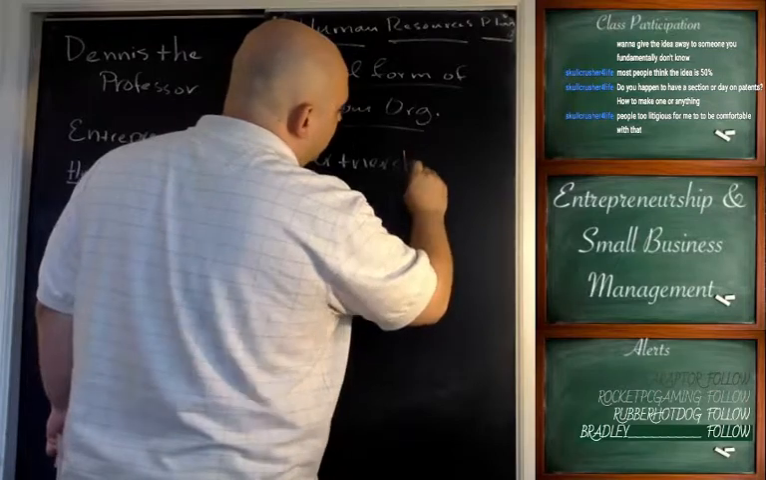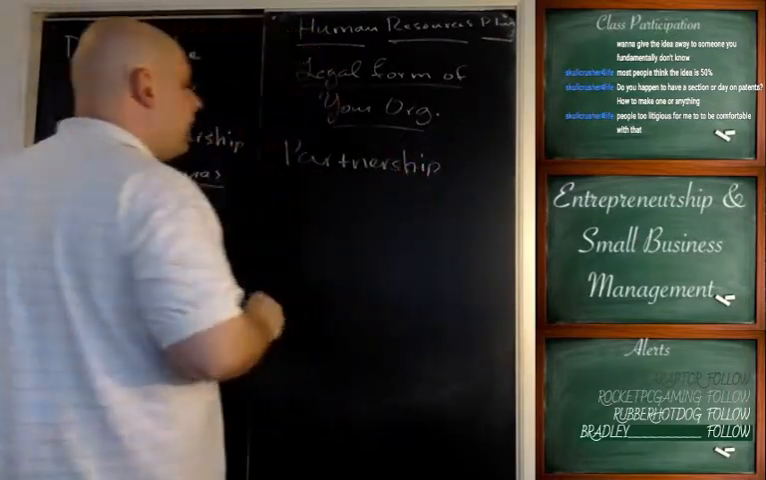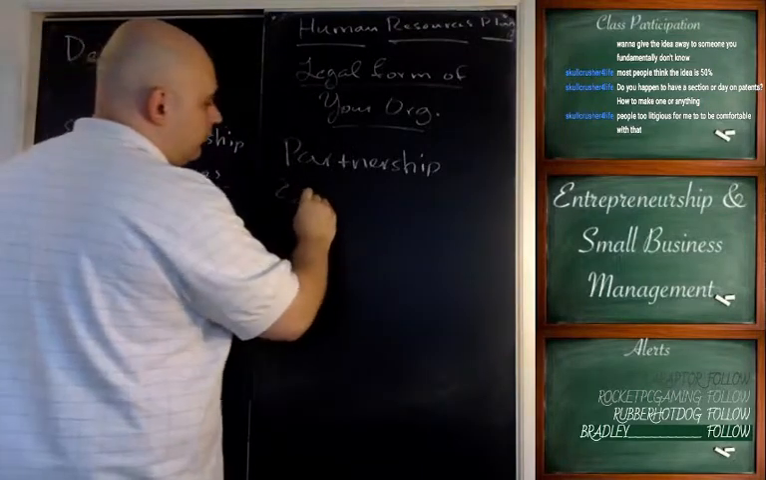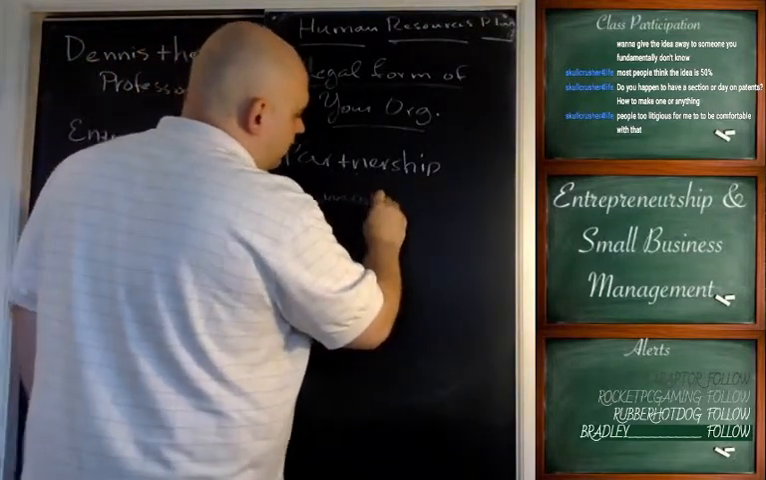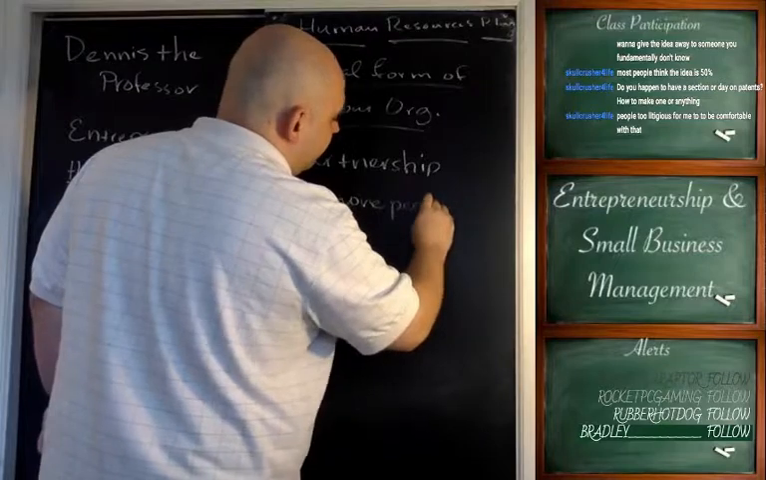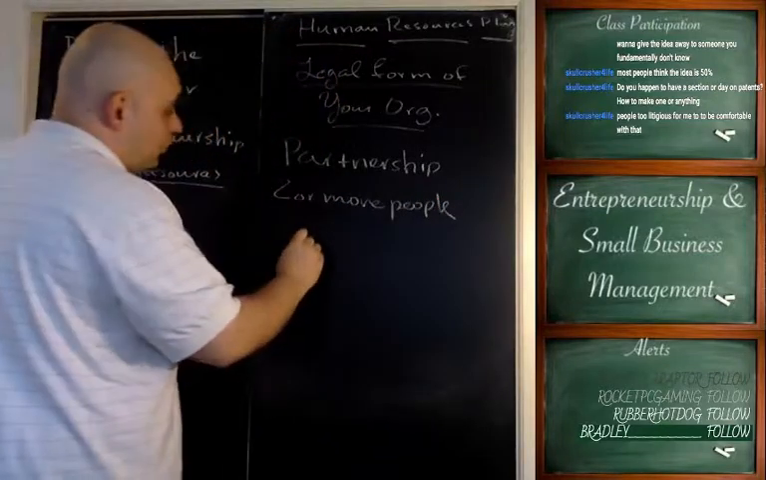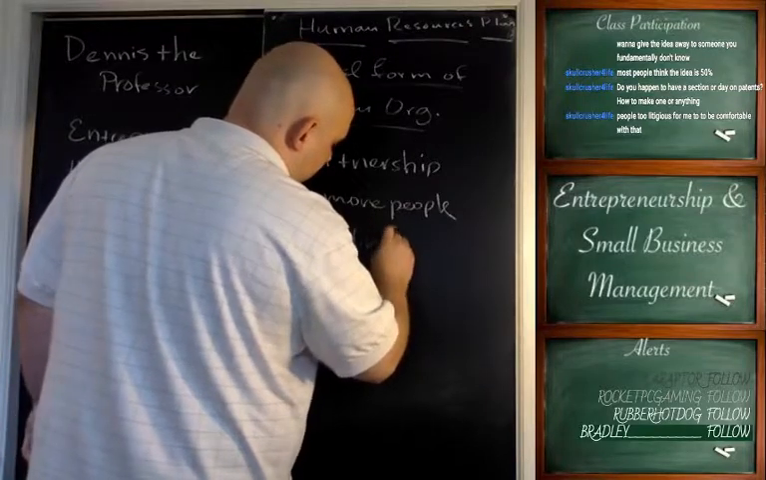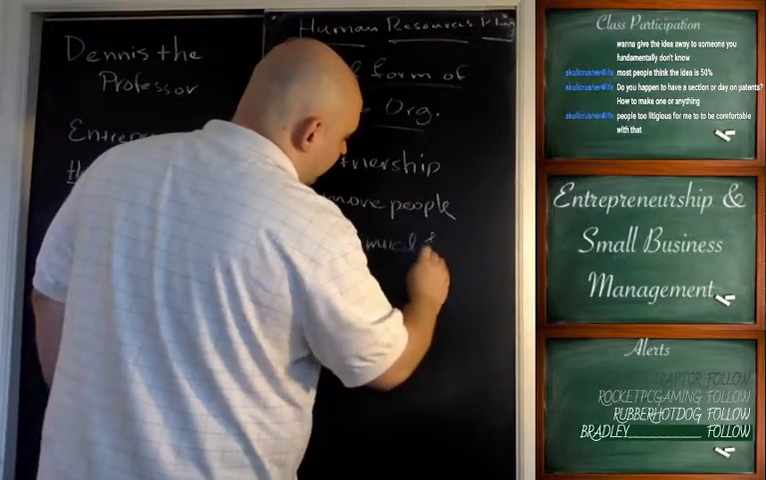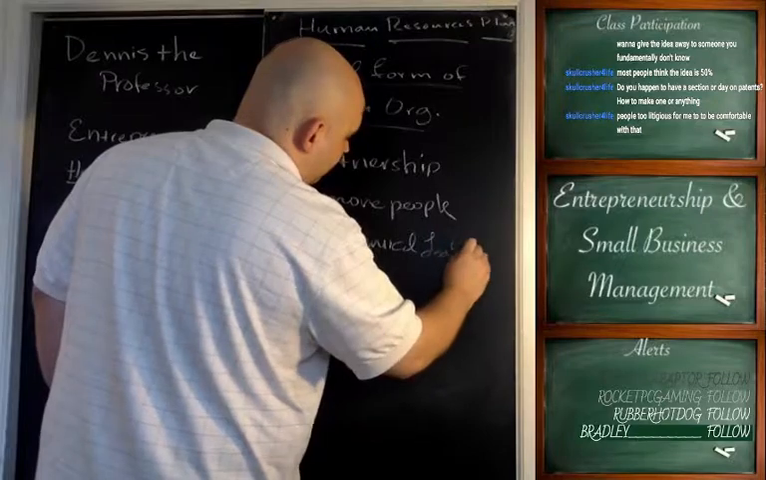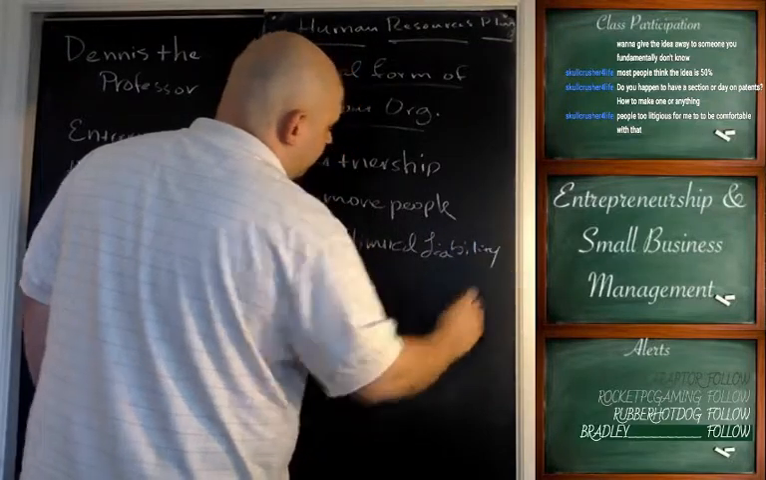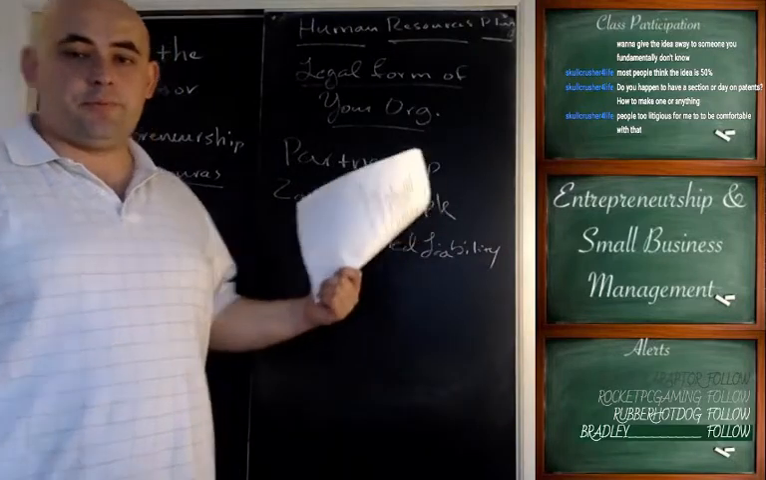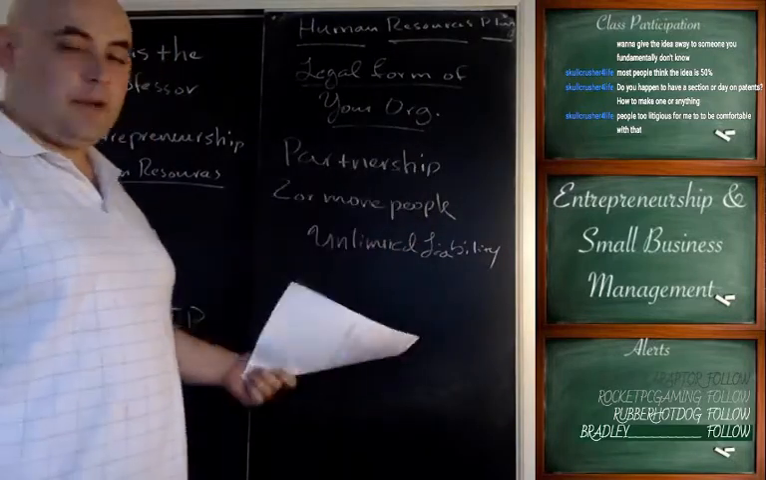Now, for a partnership, there's going to be a couple of caveats, right? But on the basic level, it's two or more people working together. And they all share unlimited liability. And so, same case scenario, if you're all building baseball bats together, then that's what would happen.